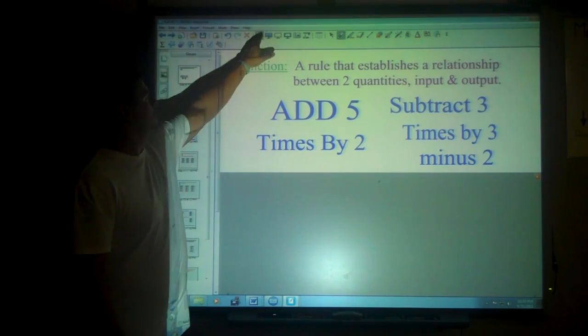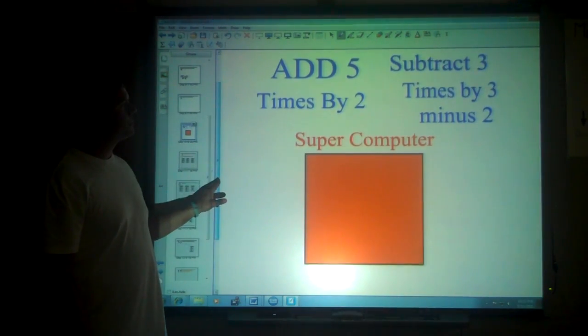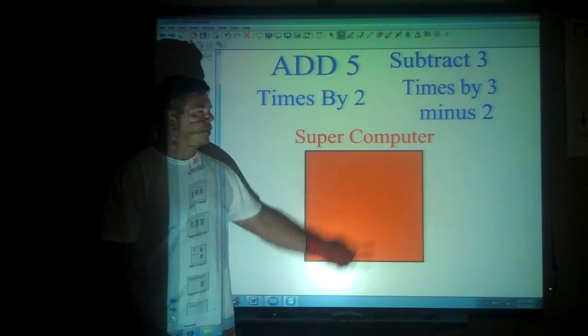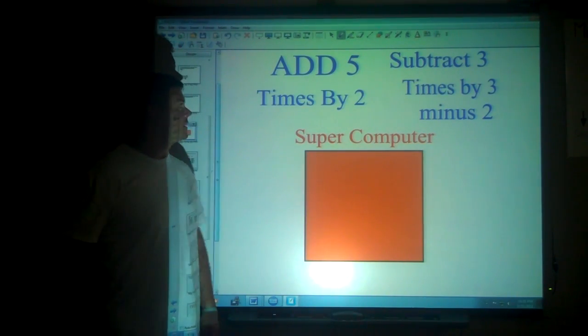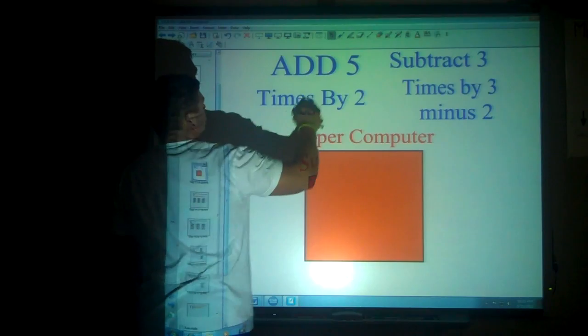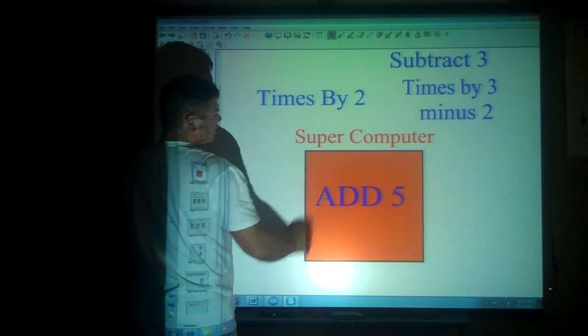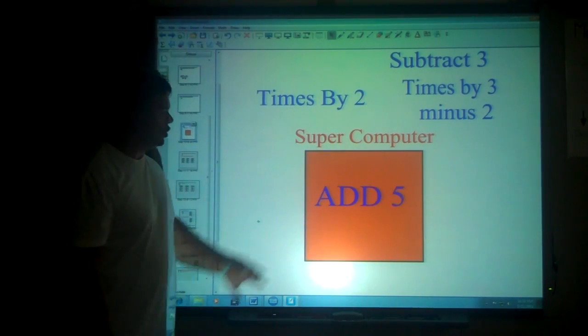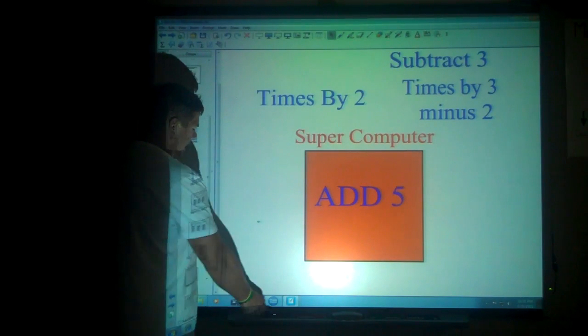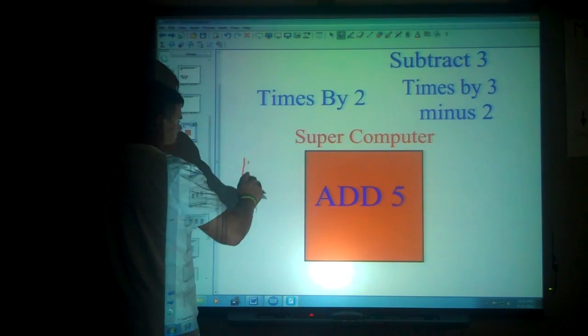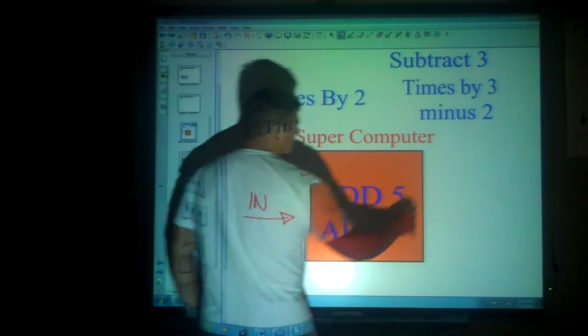So I want you to think of function as a supercomputer. So this is the supercomputer. The supercomputer can change the rule all the time. So let's say I go back to this rule and I say, okay, the supercomputer says I'm going to add 5 to whatever I have here. So here's in, and here's out.